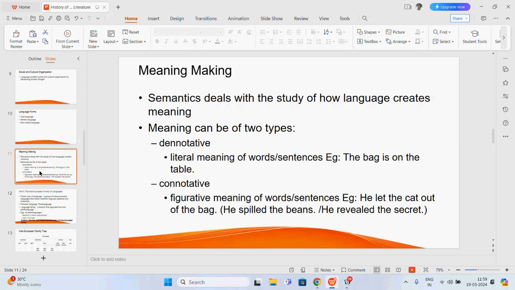But in English, when we say he let the cat out of the bag, we are using it in the figurative sense. We are using it in the connotative sense, and we mean he revealed the secret. When somebody reveals the secret, you can say he revealed the secret. That is the denotative meaning. Or you can say he let the cat out of the bag, which means he spilled the beans, or he revealed the secret. The sentence, he spilled the beans, is again a figurative sentence.